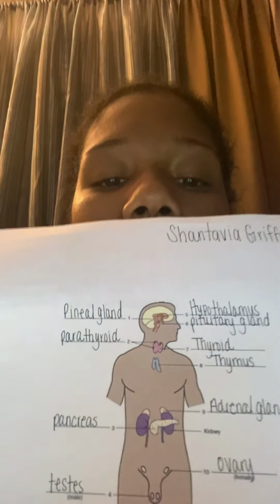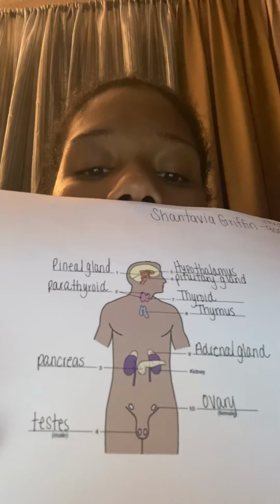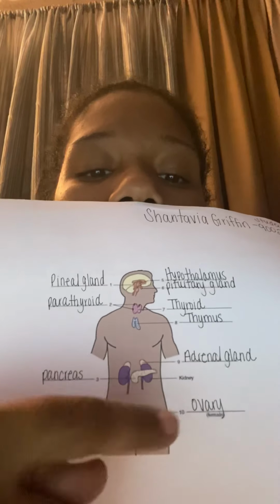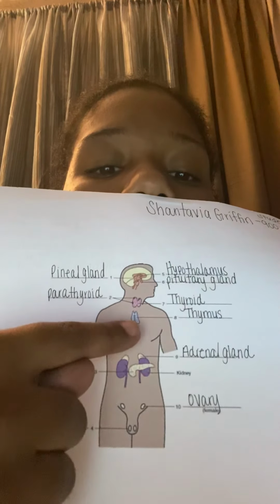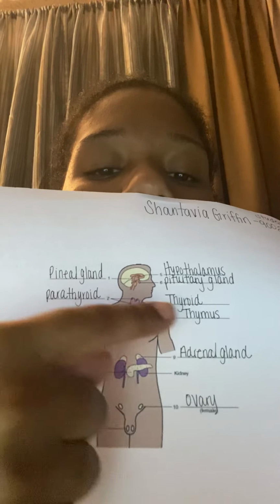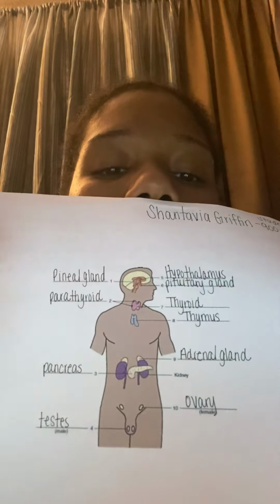This is my illustration. Okay, we have the pineal gland, the parathyroid, the pancreas, the testes, the ovaries, the adrenal glands, the thalamus, the thyroid, the pituitary gland, and the hypothalamus. And this is the thymus, I'm sorry.